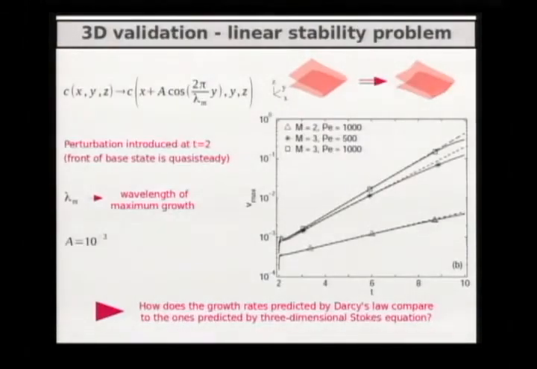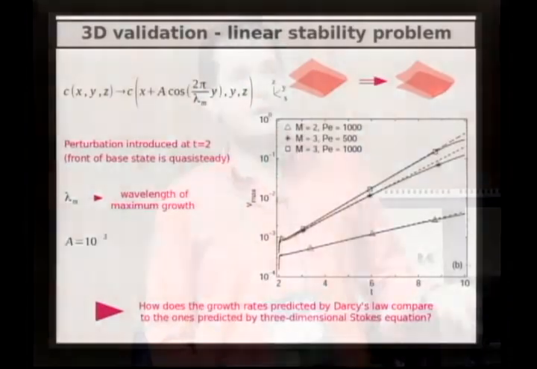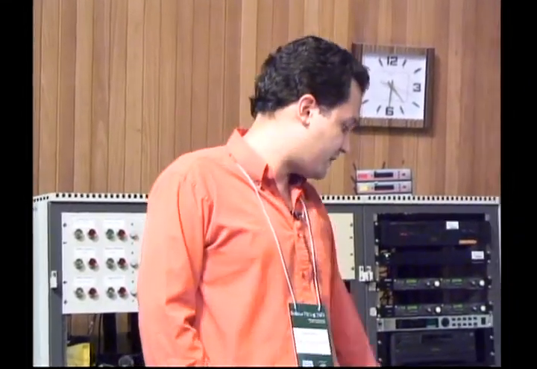In a second step for validation, we impose wave perturbation to the base state with a wavelength of maximum growth and a small amplitude to ensure that we remain in the linear regime for some time. With that, we can calculate some growth rates and compare against linear stability theory based on the three-dimensional Stokes equations. Again, the comparison of the two theories gives errors under 2%.